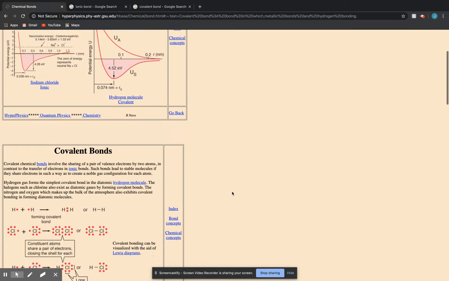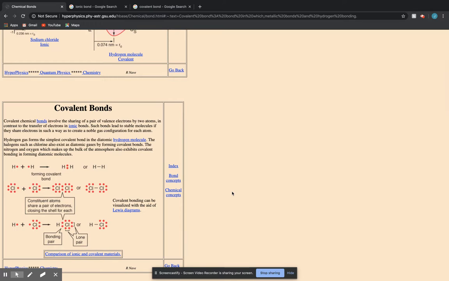Going more into detail about covalent bonds, they involve the sharing of a pair of valence electrons by two atoms, in contrast to the transfer of electrons in ionic bonds. These lead to more stable molecules if they share electrons in a way that creates a noble gas configuration. Here's another interesting diagram to look at, this one down here. This is a comparison of ionic and covalent bonds and materials.